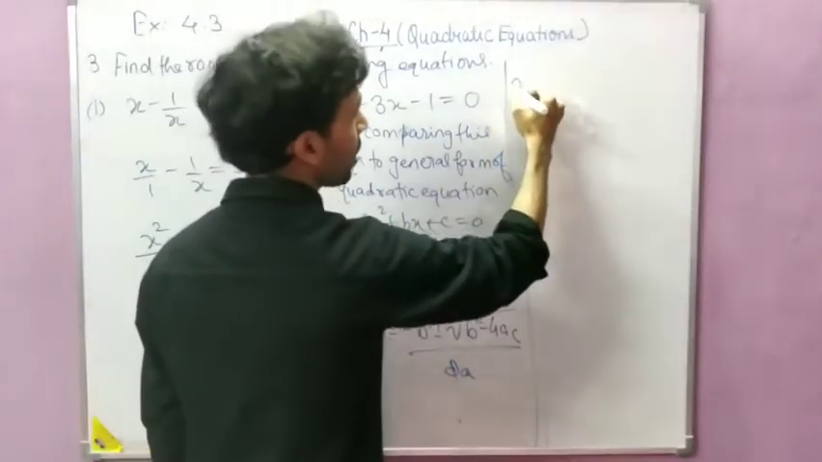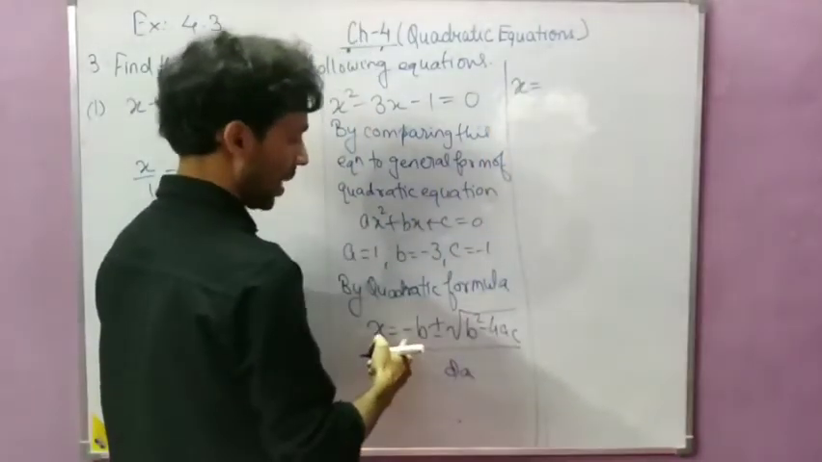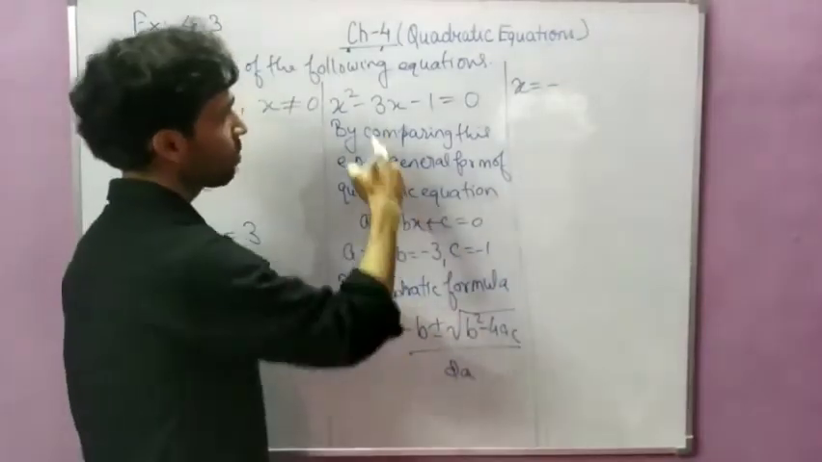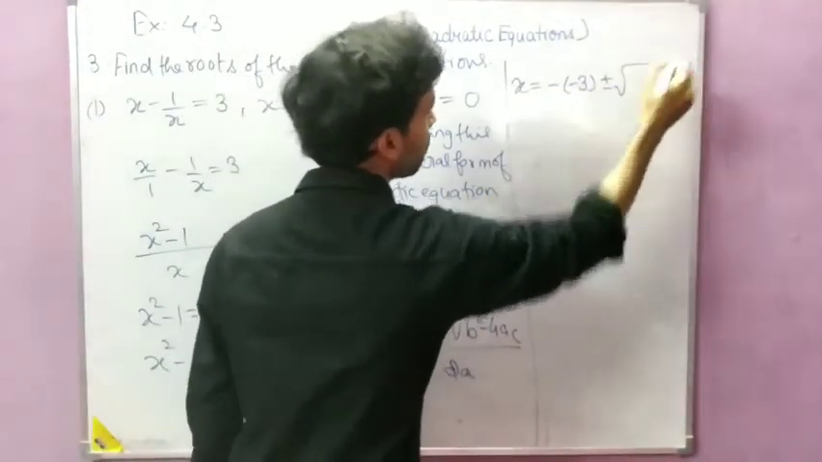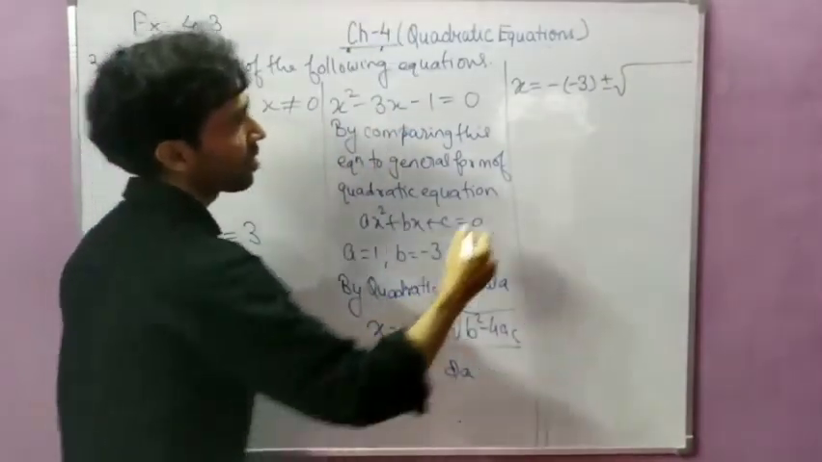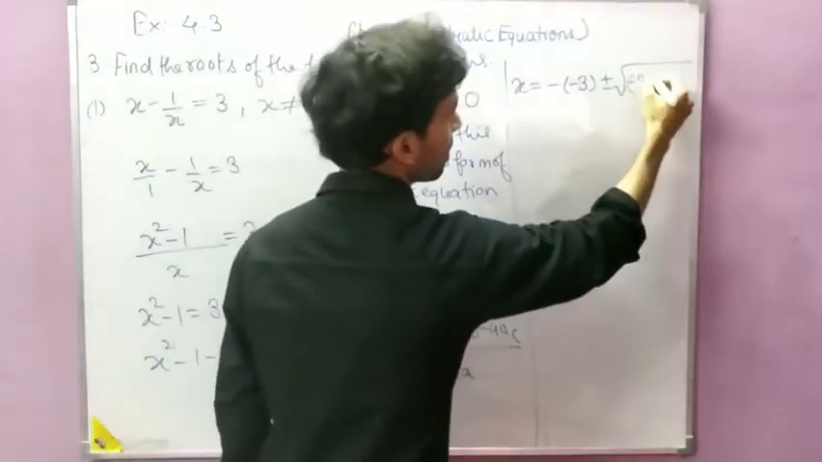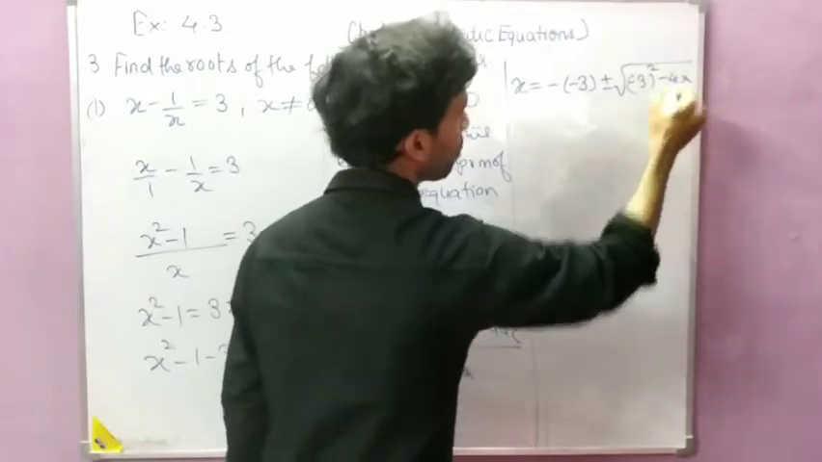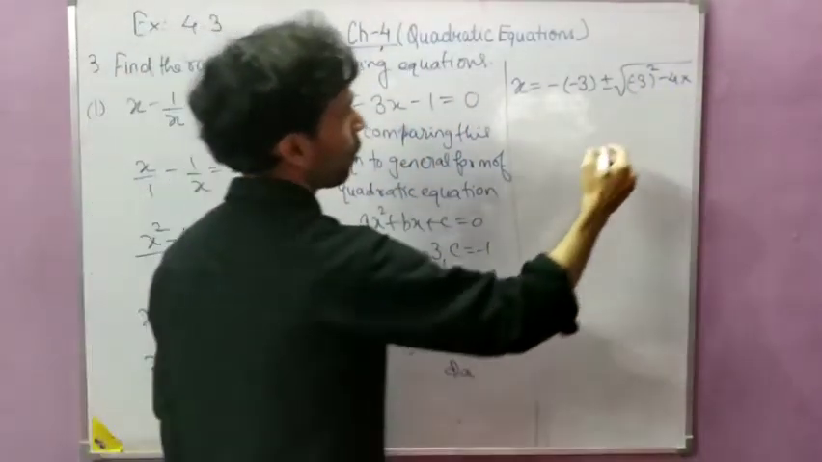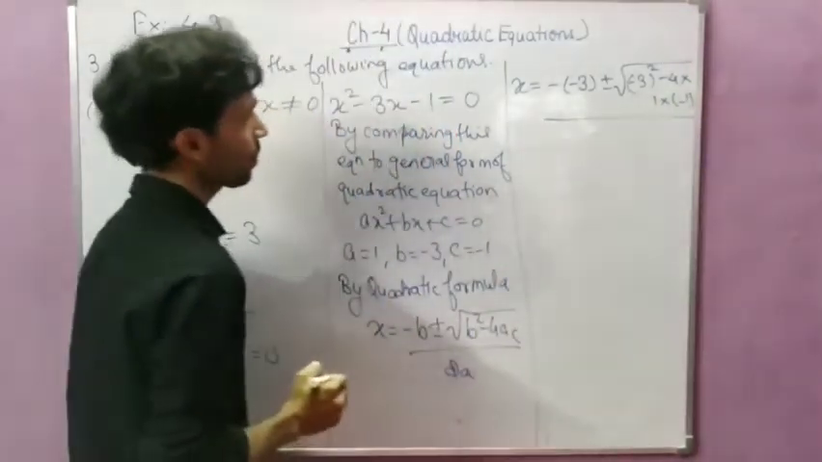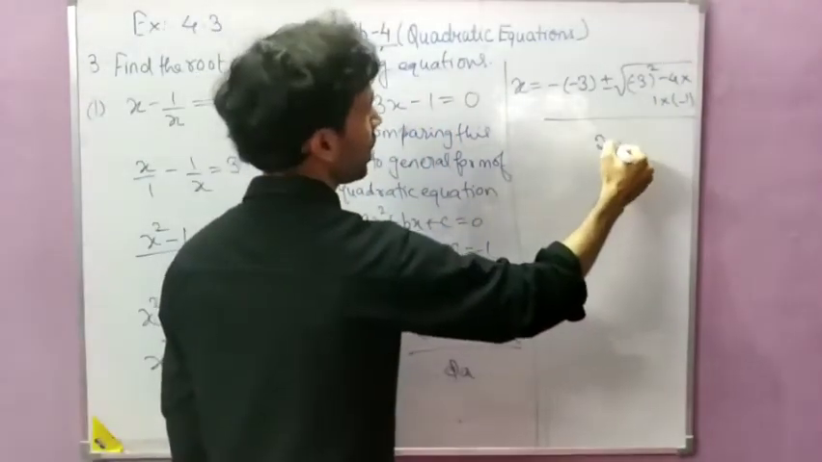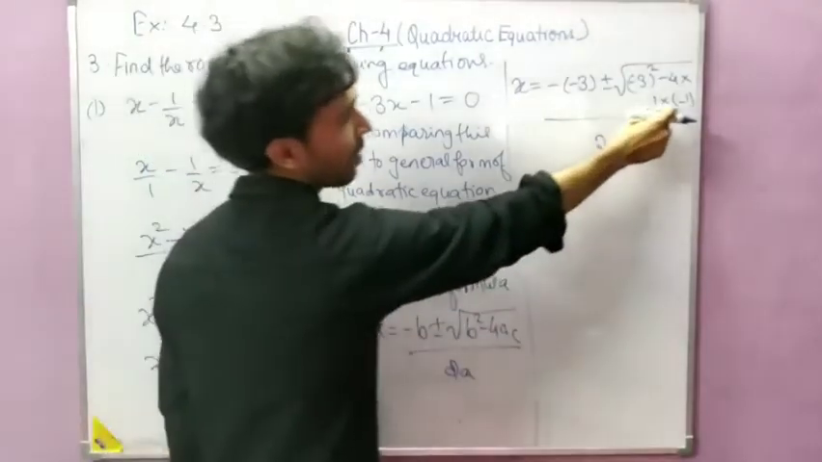So x will be equal to, minus is here and the value of b is -3. So -3 plus minus under root -3 square, -3 square minus 4 into 1 into -1, okay, divided by 2 into 1, because space was not there, that's why I have written here.